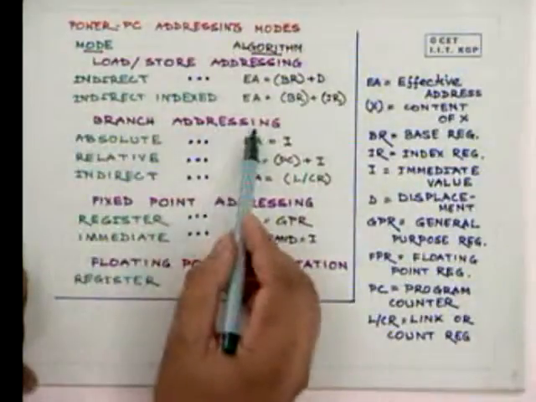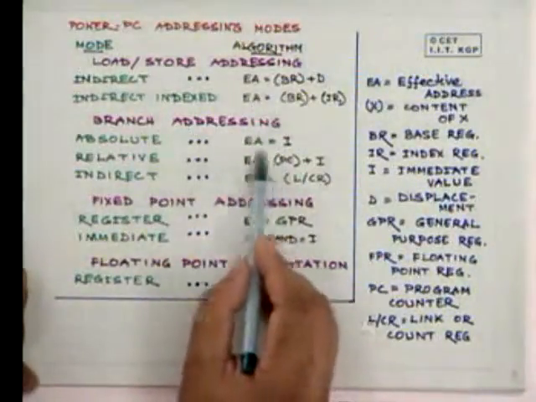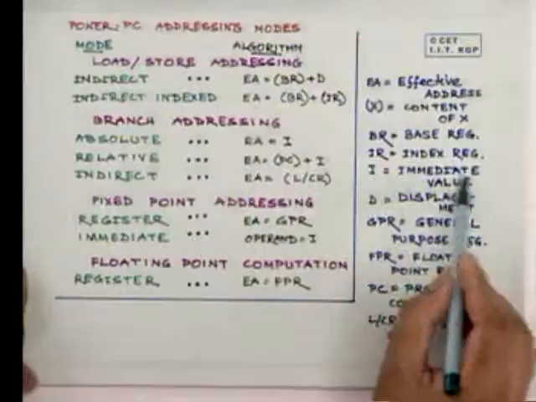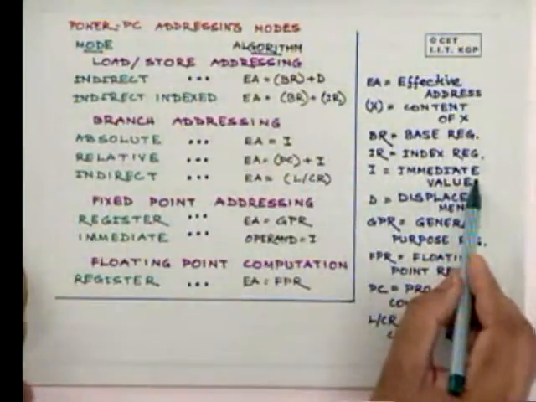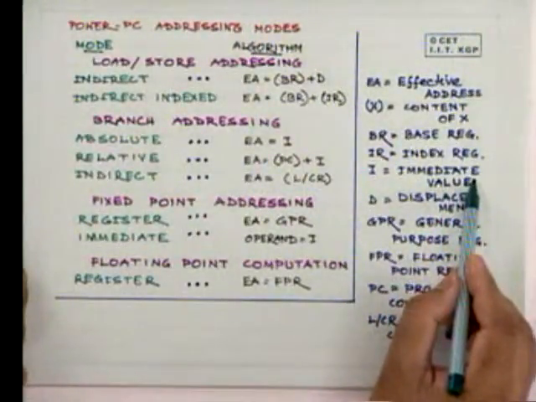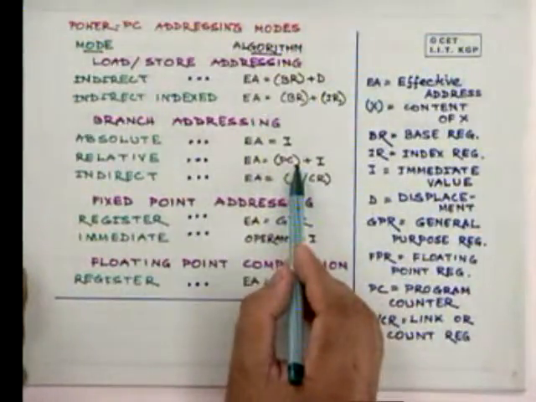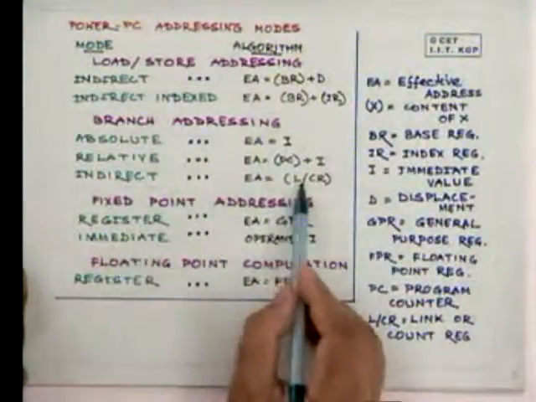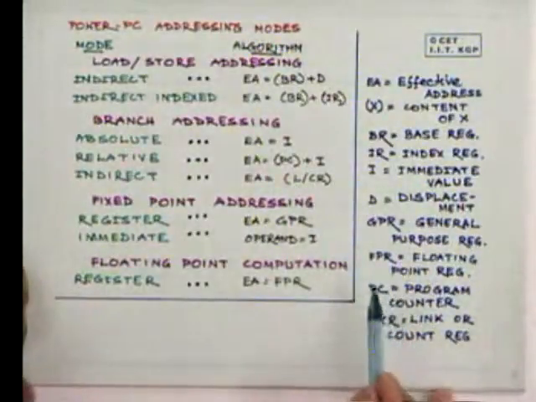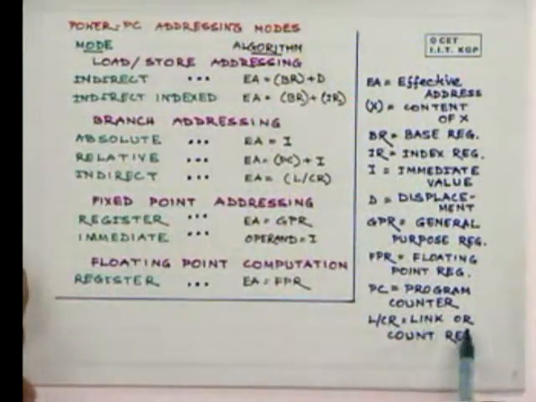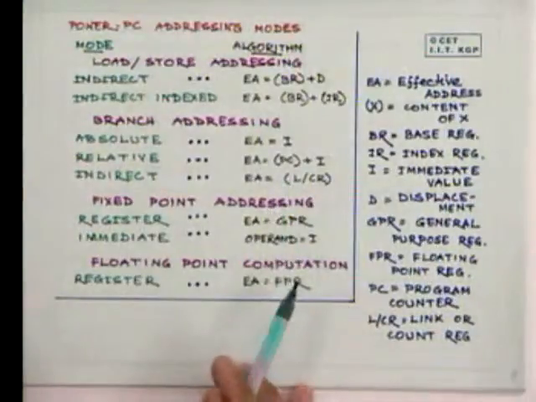For the branch addressing, you can have either an absolute addressing where I is an immediate value, okay, that means the address that you get from the instruction itself. It can be PC relative, okay, or it can be indirect in terms of a register, we call it link or count register, okay.